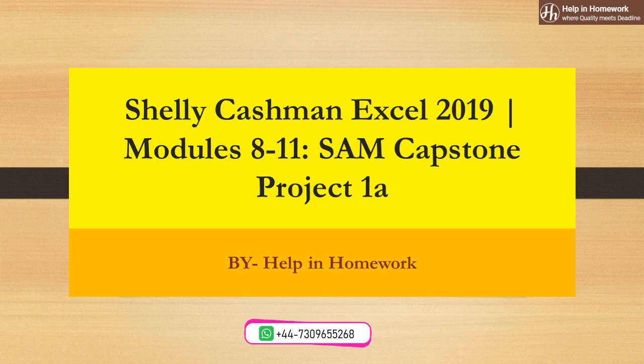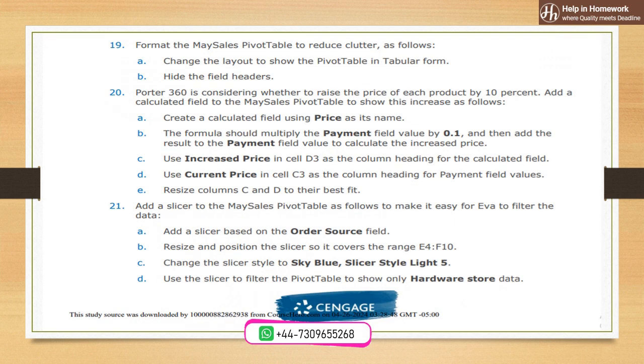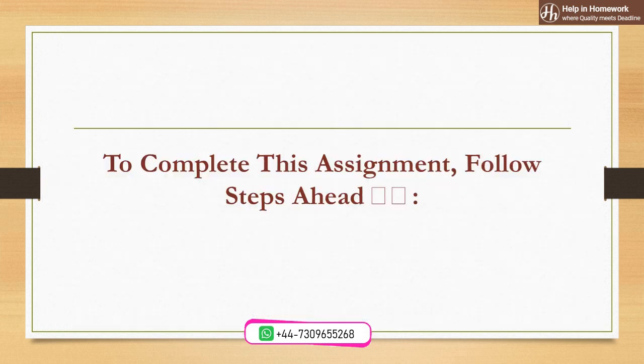Our client assigned a new task. This is the assignment of financial accounting. The title of the assignment is Shelly Cashman Excel 2019, Modules 8, 11 SAM Capstone Project 1A. Our client provided us some file attachments, you can see on your screen, with full instructions to understand the problem. This assignment is divided into multiple steps. To complete this assignment, follow the steps ahead.